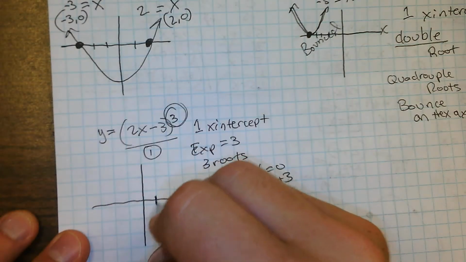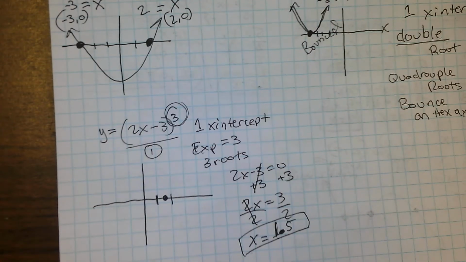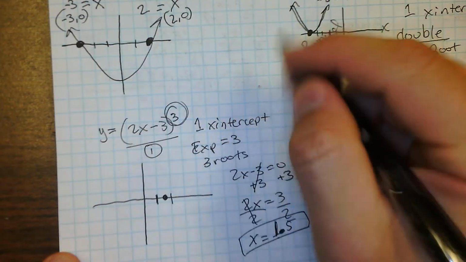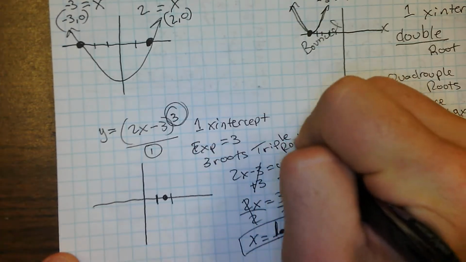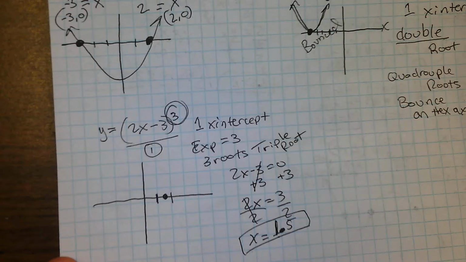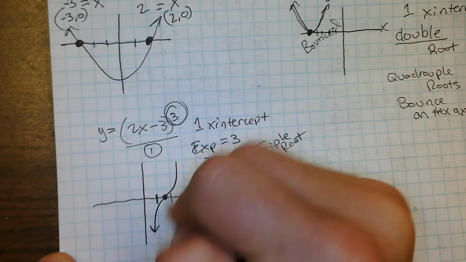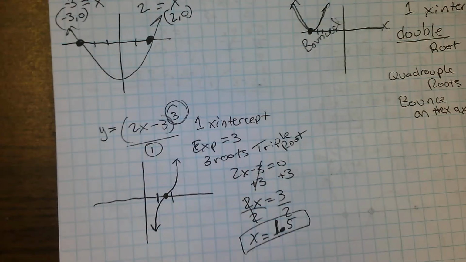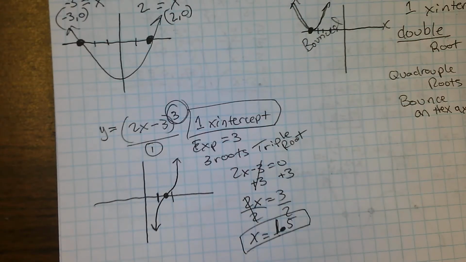So, I'll go over 1.5, and this is called a triple root. Anytime you see a triple root, it'll be an S-curve, okay? But, again, there's only one x-intercept here, alright?